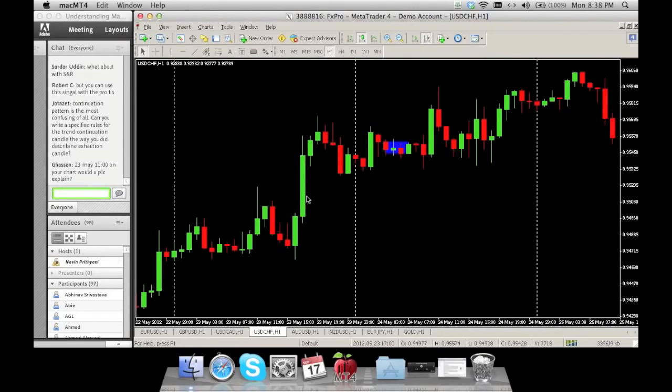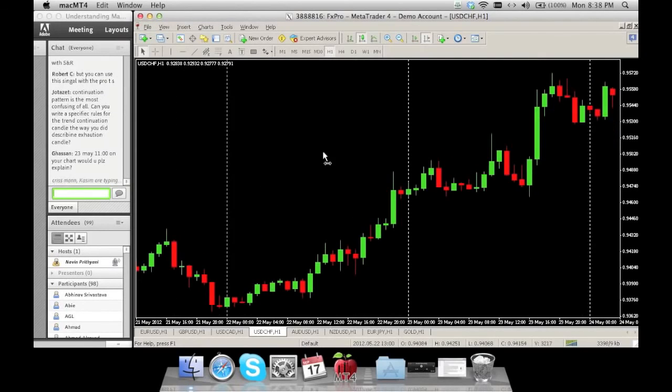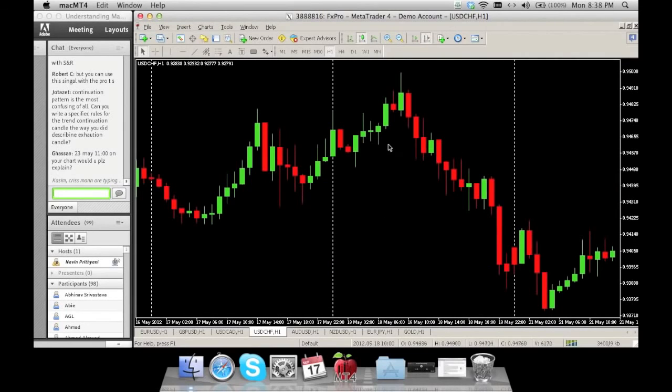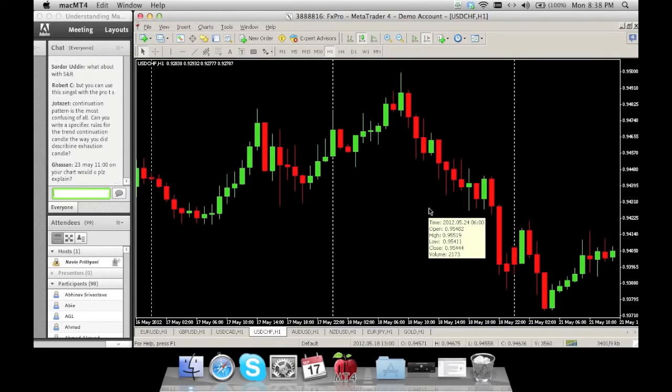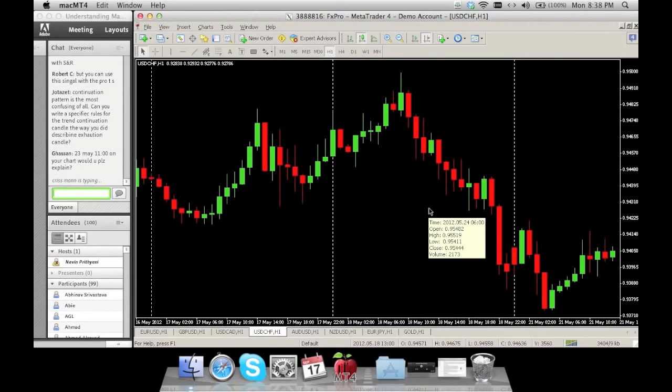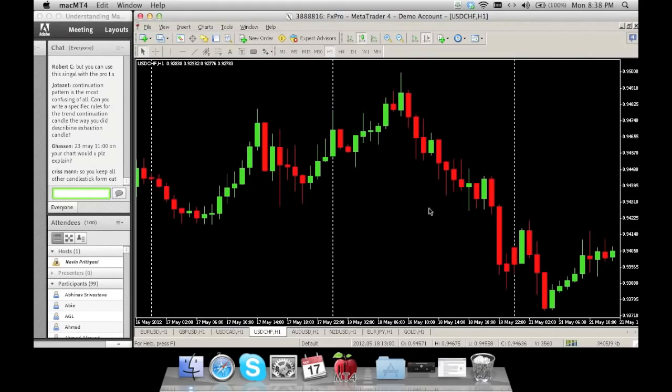Yes. Jota, that continuation pattern is the most confusing of all. Can you write specific rules for the continuation pattern? I avoid writing rules because you cannot trap the market with certain rules. Okay, trend continuation patterns for upside down exhaustions. Three criteria. Is it in a trend? Number two, is it bigger than the previous candle? And number three, does it look like an exhaustion candle?